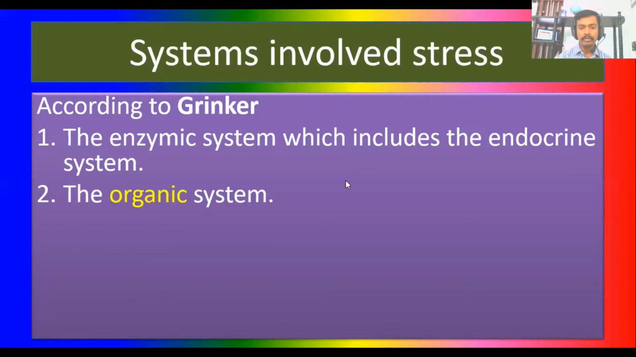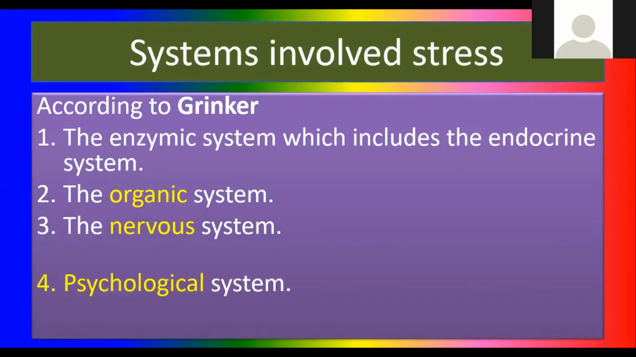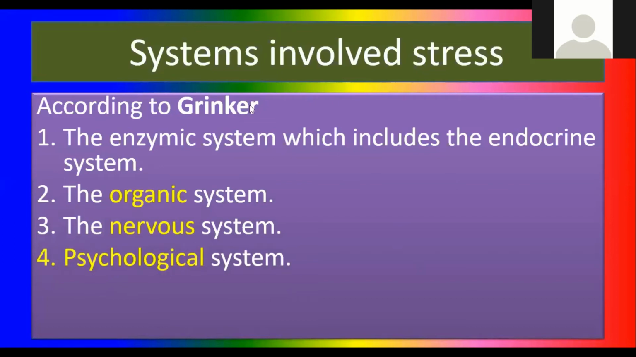The next system is the organic system. Every system, for example endocrine, nervous system, heart, kidney, every organ of our body is directly involved. The third one, the nervous system: brain, sympathetic, parasympathetic, autonomic, etc. Then the psychological system. Every aspect of the mind is involved in this stress, for example attention, perception, distraction, learning, thinking, intelligence, etc.